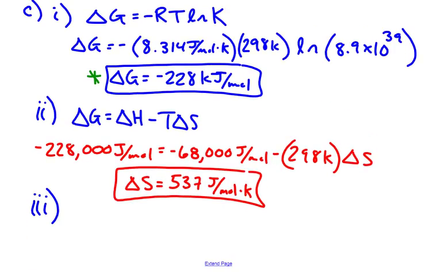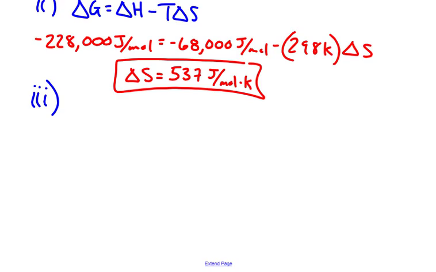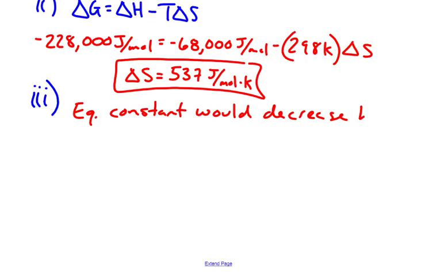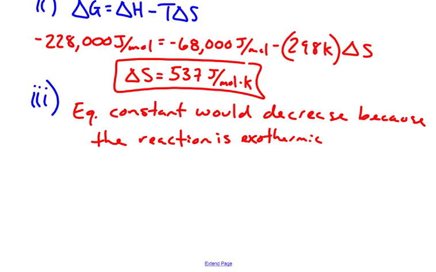I don't have the answer sheet in front of me, but this is how I would say it. The equilibrium constant would decrease because the reaction is exothermic by increasing temp.